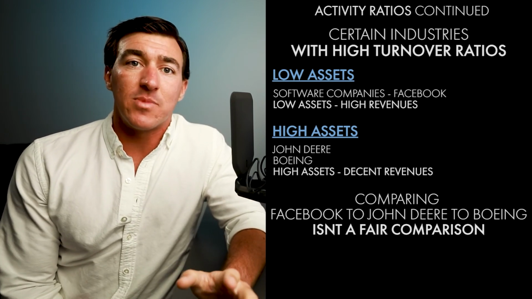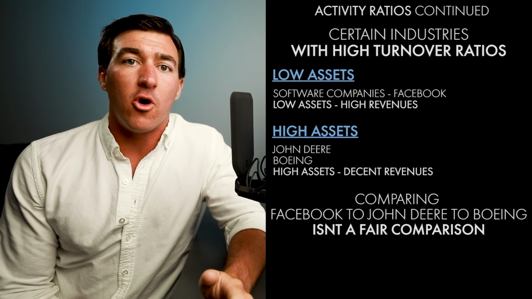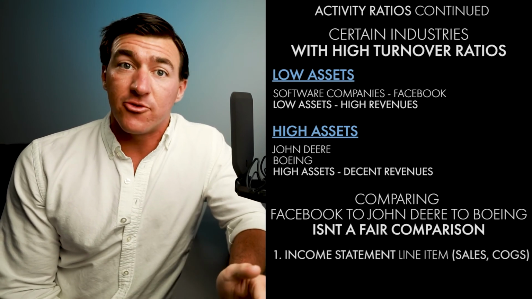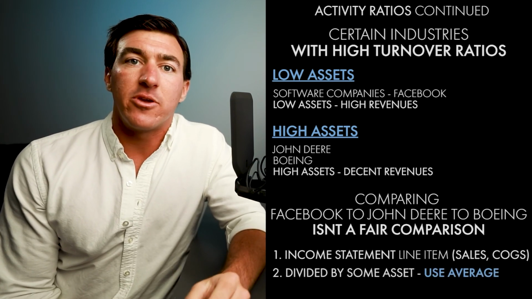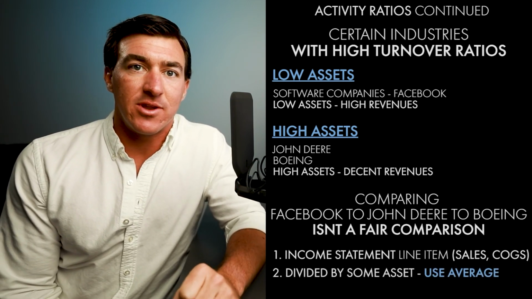But at the end of the day, just remember that most activity ratios are all about an income statement item, usually sales or cost of goods sold, divided by some kind of asset. And remember, you have to average those balance sheet accounts every time that you use them.